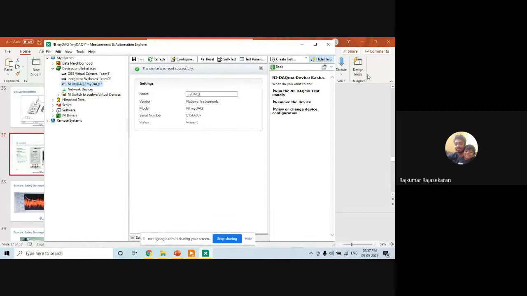This is a place where you can configure the hardware or debug the hardware to check if it's working fine or not. But development is done fully using LabVIEW.